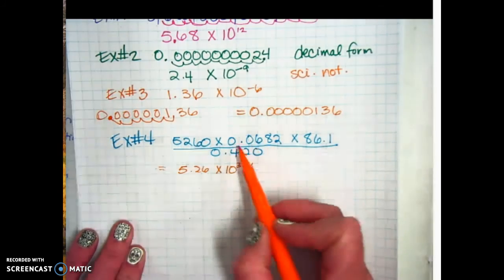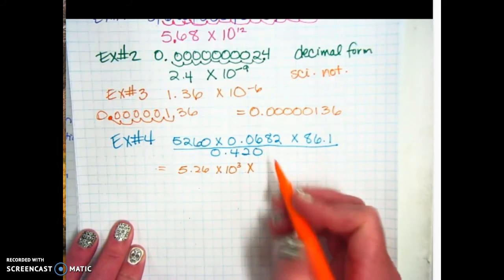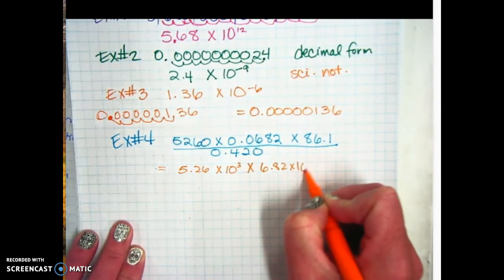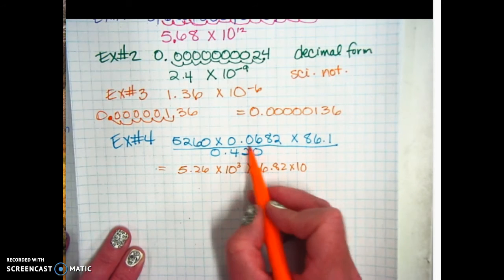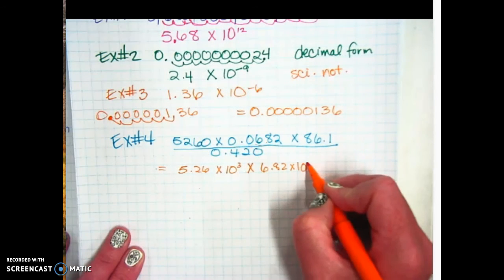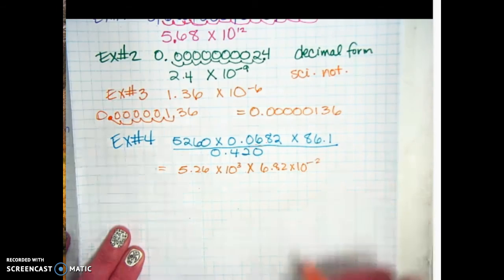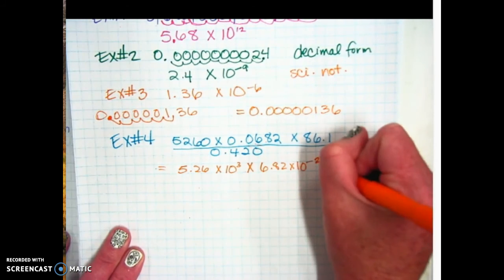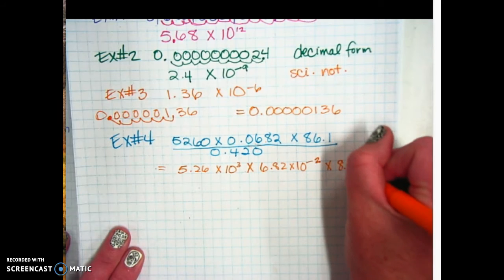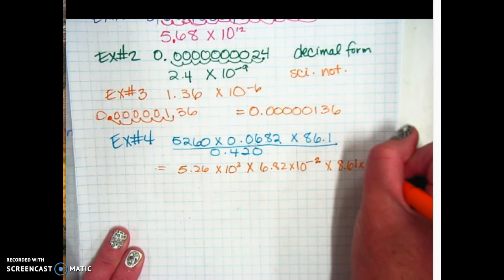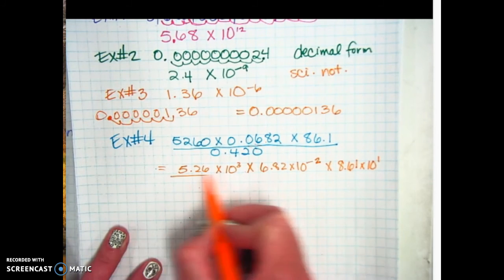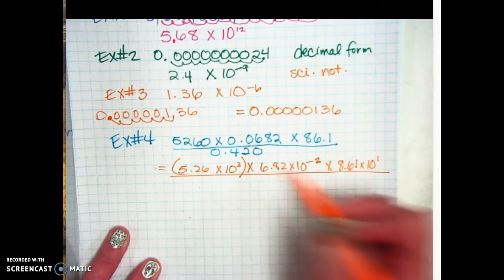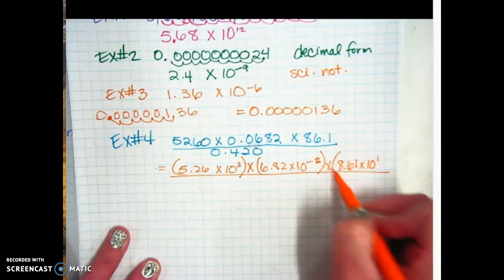For the second factor, we want that decimal to be between the 6 and the 8, so it's going to be 6.82 times 10 to the, and we need to move it this direction, so it's negative 2 times. And then that third factor up there is just going to be 8.61, so we just moved it one spot, so times 10 to the 1st. So this was the first one, this was the second one, this is the third one.